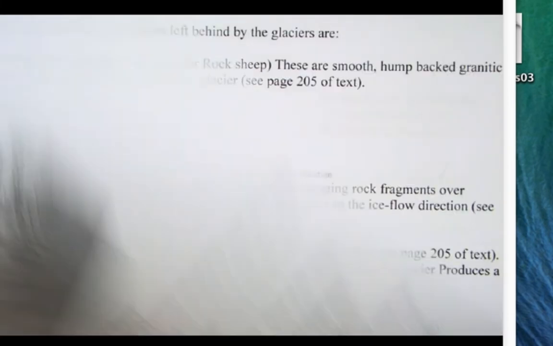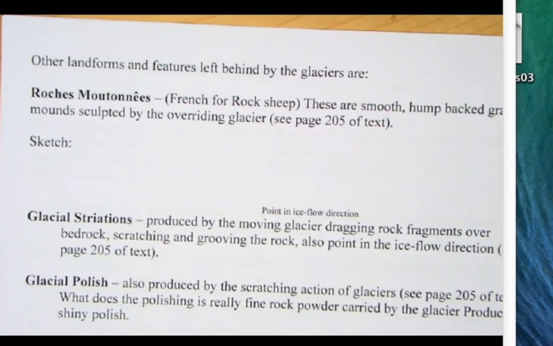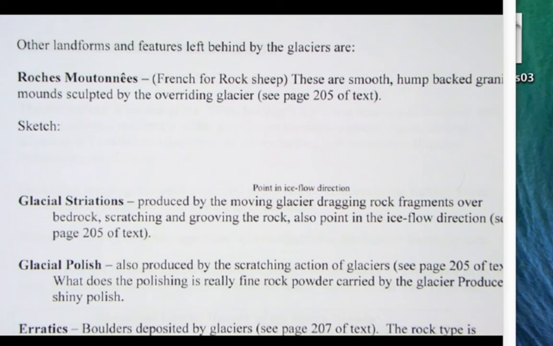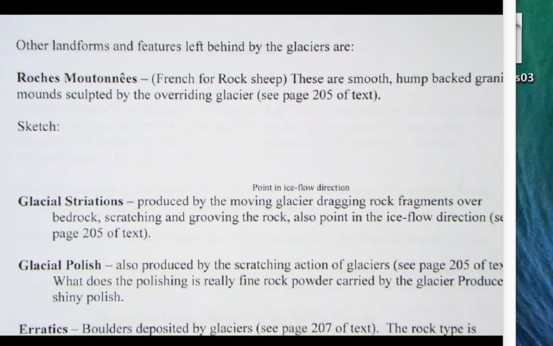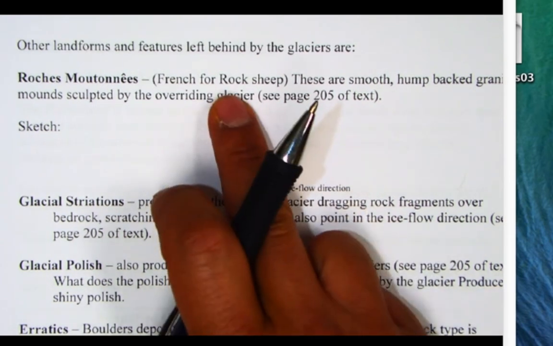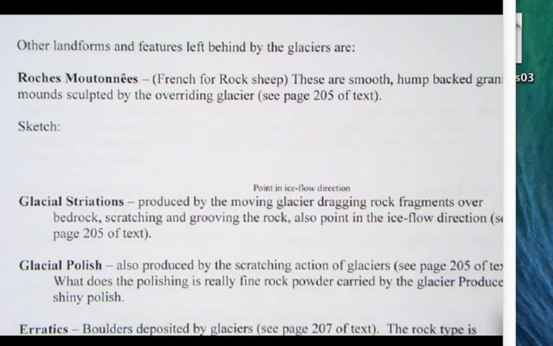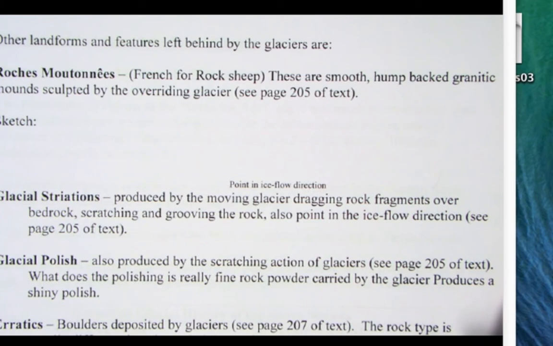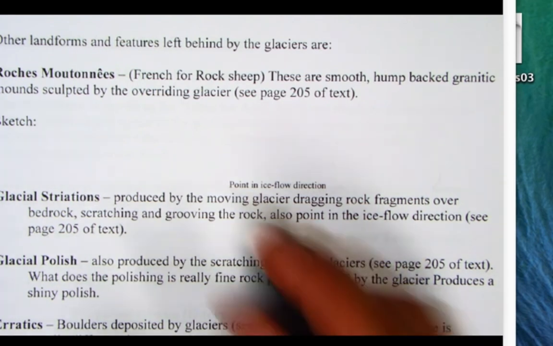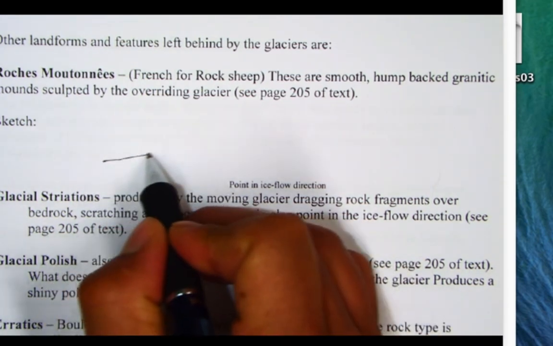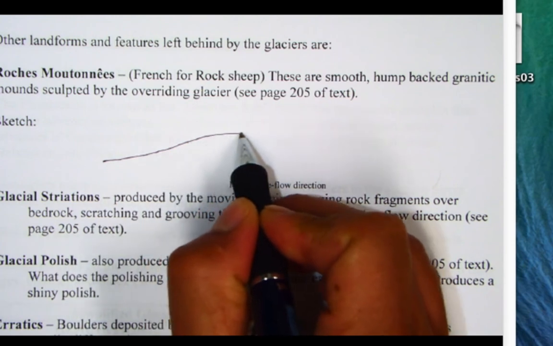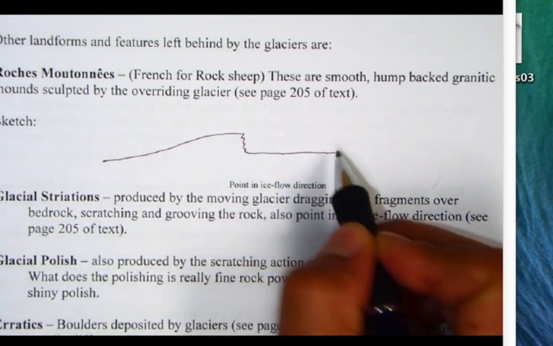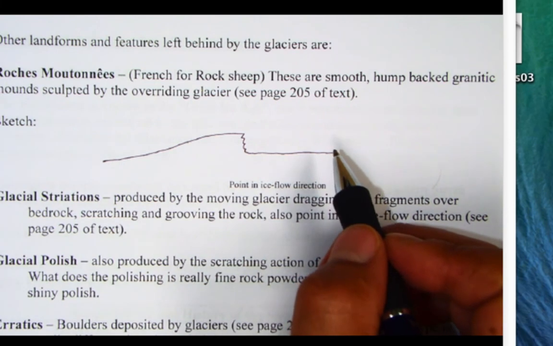Now, other landforms left behind by the glaciers are these roches moutonnées, and roches moutonnées is a French word for rock sheep. And so they're smooth, humpback, granitic mounds sculpted by the overriding glacier. So, for example, let's say we have a mound of granite, and they'll be kind of jagged on one side here. A good example of one of these is Lambert Dome in Tuolumne Meadows.